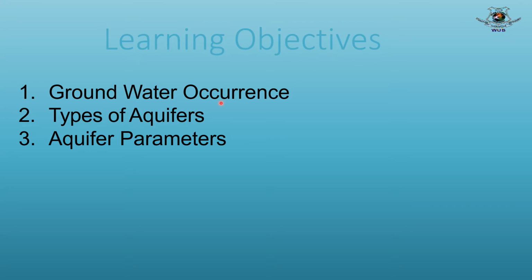Learning objectives. In this lecture, we will discuss the following topics. First, we will discuss groundwater occurrence, then types of aquifers, and the last one is aquifer parameters.